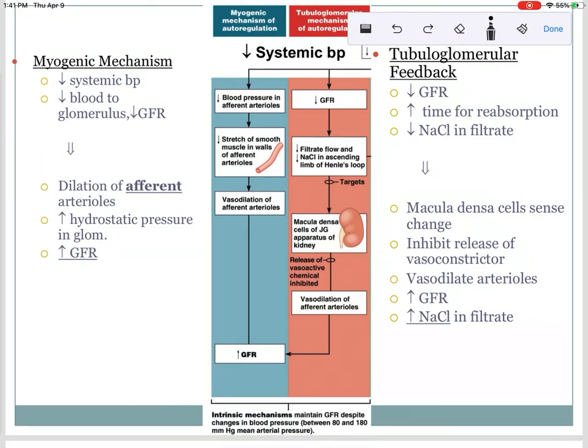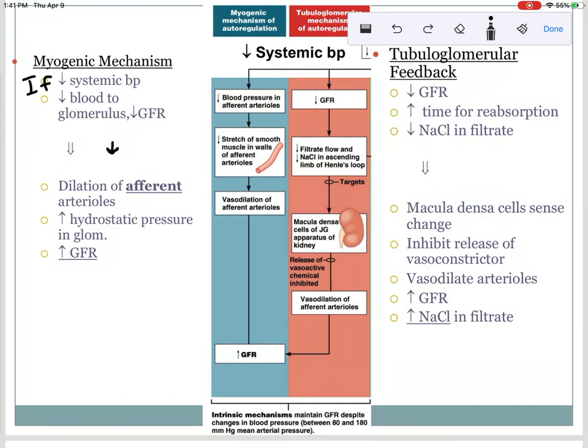So we start from the top and we see if systemic blood pressure drops. Let's say a normal systemic blood pressure is 120/80. And that means that we get about 60 millimeters of mercury coming into the afferent arteriole, into the glomerulus. But if our overall blood pressure drops, that means we're going to get less blood to the glomerulus. And if we get less blood to the glomerulus, filtration rate's going to go down. And that could be a bad thing. So what can the kidneys do to try and fix that?